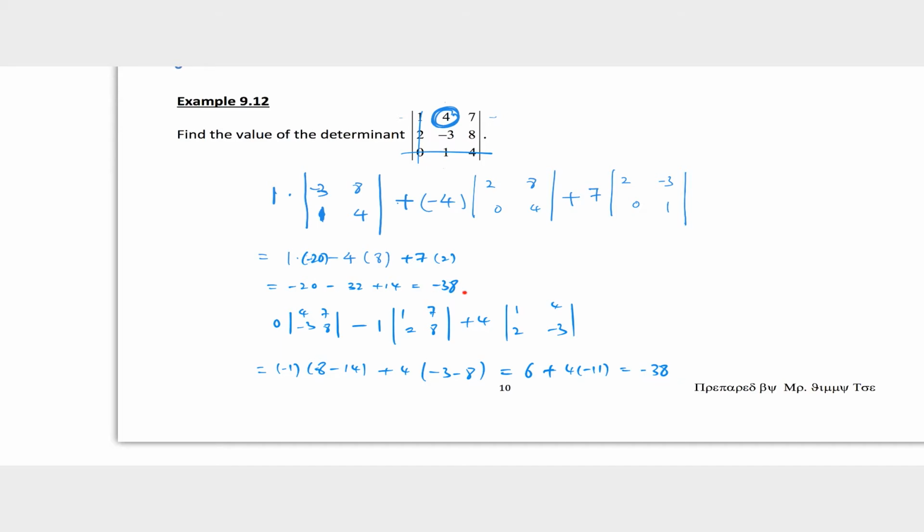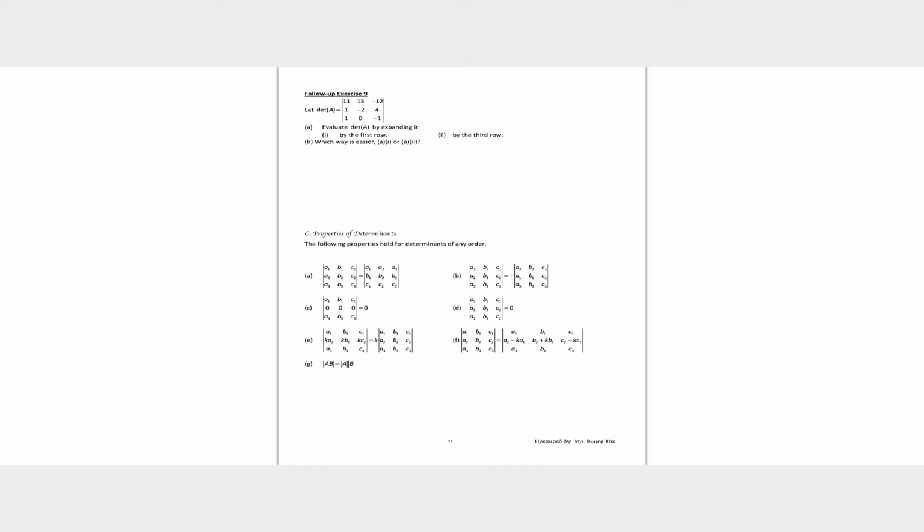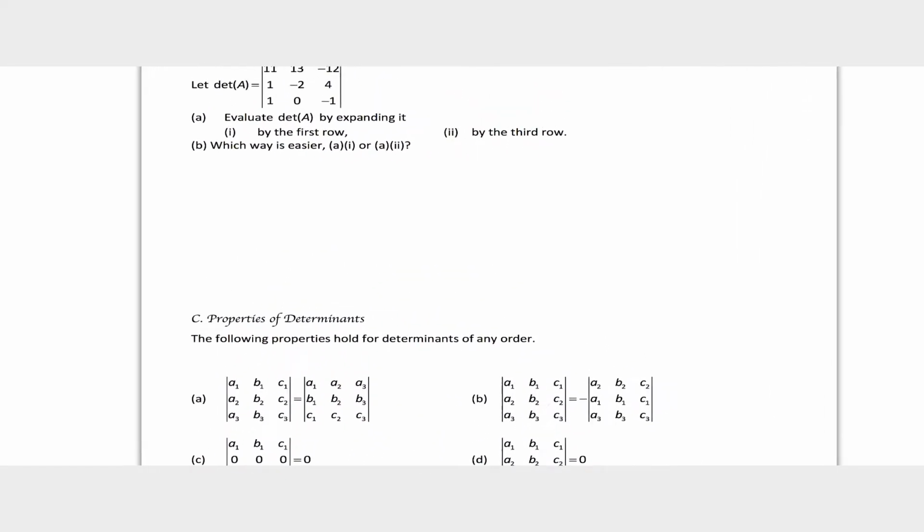They're equal. So why do I choose this row? Because I find one of the elements is equal to 0. Then you can make good use of this row. This is another way to find the determinant. For exercise 8, 9, maybe you can do it by yourself.